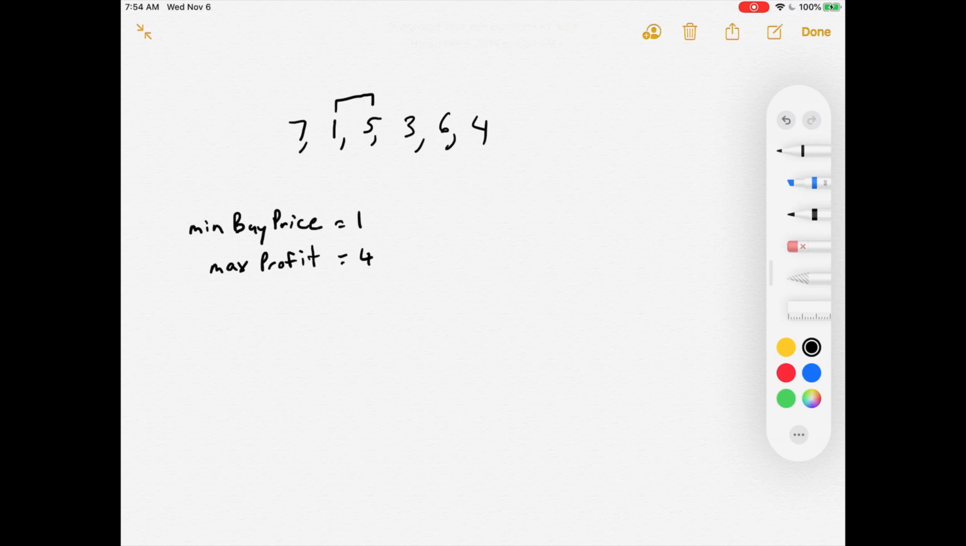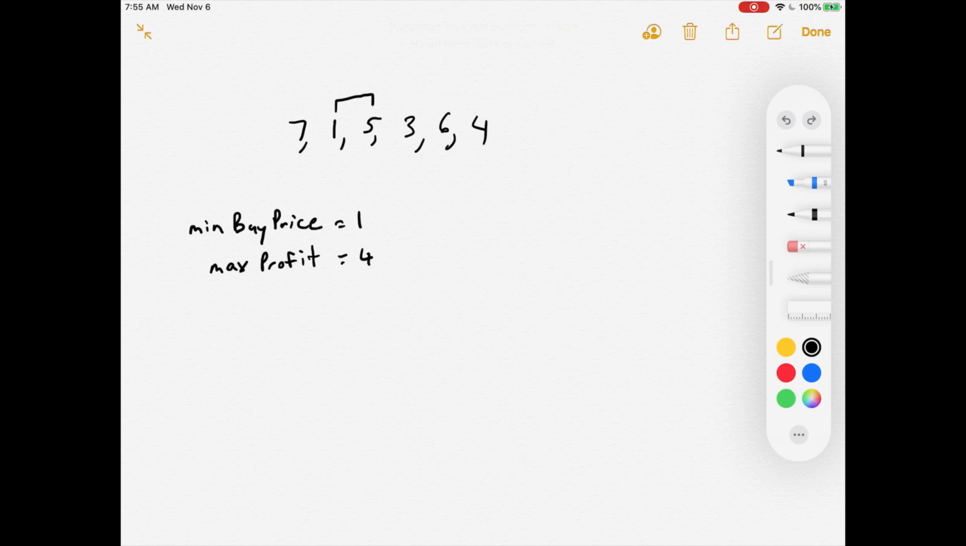So now we move on to the next one, the number 3. Should we buy at this price instead? No, because we already have a better buy price, which is when it was $1. Should we sell at this price? Well, if we sold at this price, $3 minus the $1 we bought it for would only give us a max profit of $2. But if we had sold it earlier, when it was 5, our max profit would be 4. So no, we don't want to buy or sell at this price.